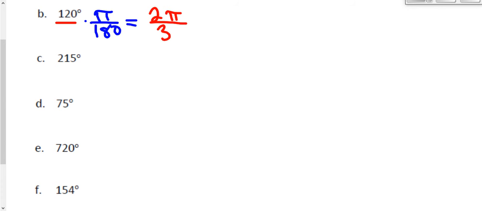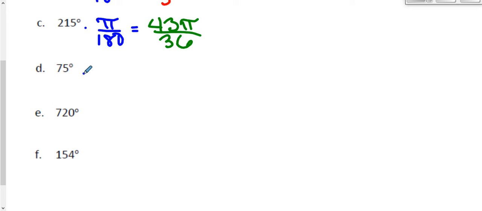Let's take a look at 215. We're going to multiply it by pi over 180. 215 and 180 don't have anything very pretty in common. Looks like they have 5 in common. 5 is the biggest thing that goes into both of them. And again, your calculator can simplify this for you. If you do 215 divided by 5, you're going to end up with 43 pi, and in the denominator, 180 divided by 5 is 36. There we go.